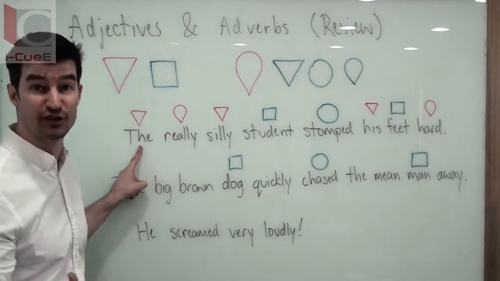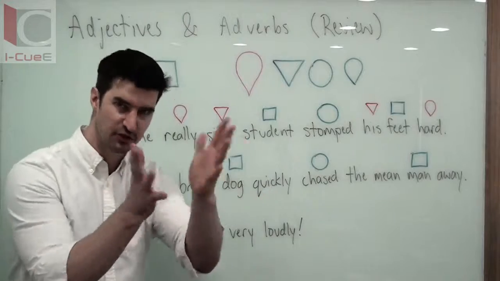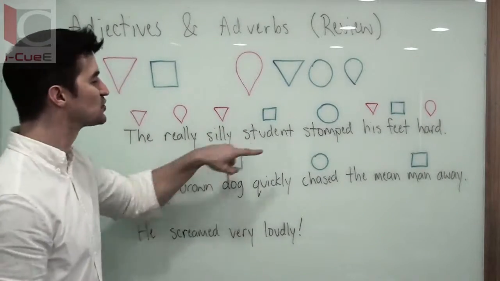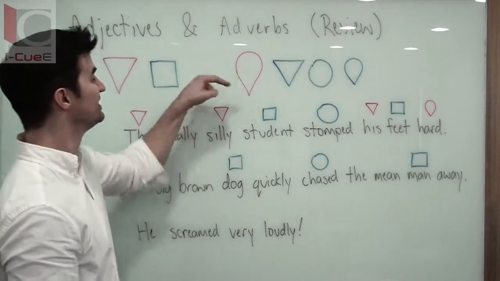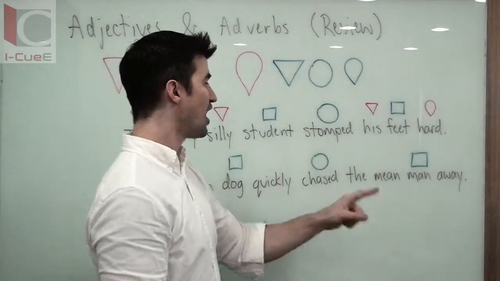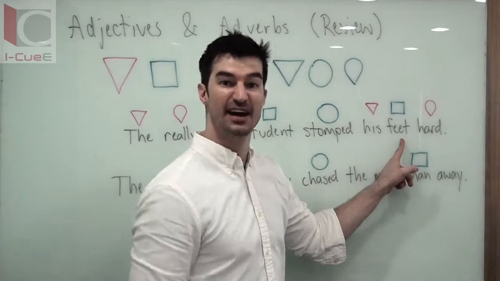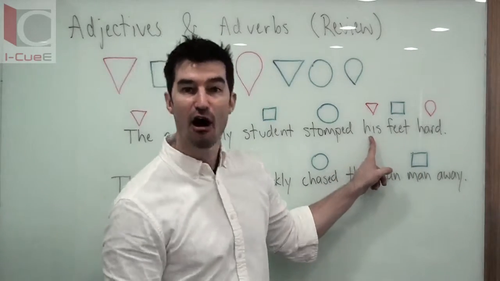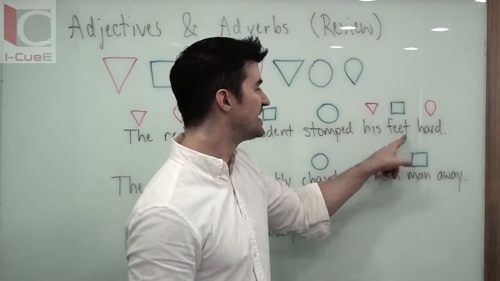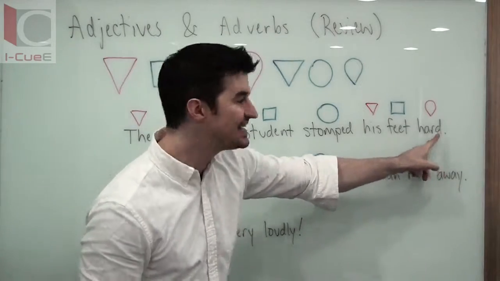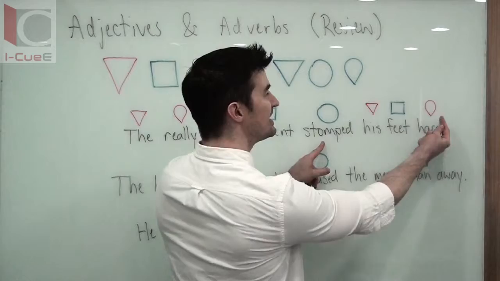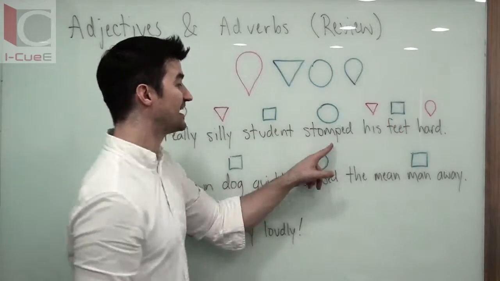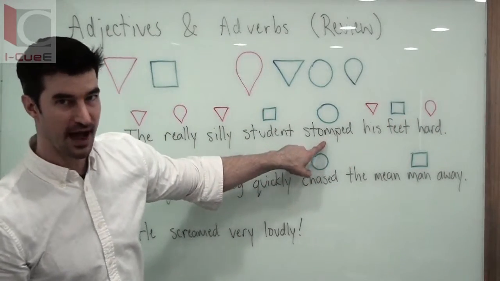It's actually an article, but all articles are special kinds of adjectives, always used with nouns. I can say the really silly student stomped feet. And obviously the feet belonged to him. His feet. And how did he stomp his feet? That's right, this word hard at the end is actually modifying the verb all the way back here.